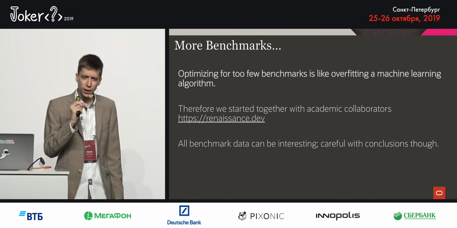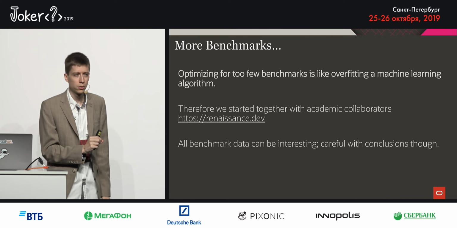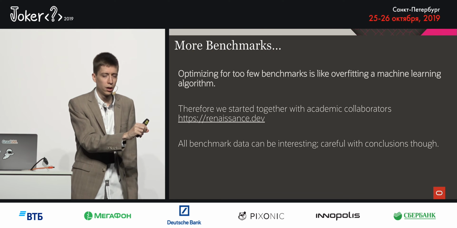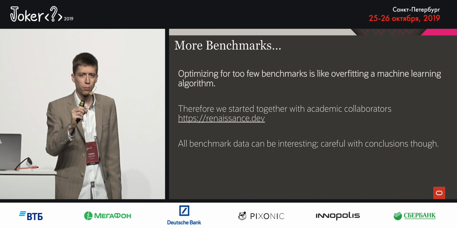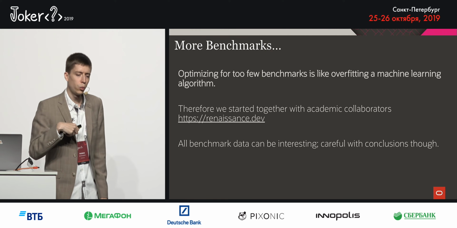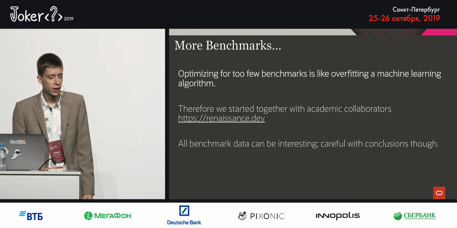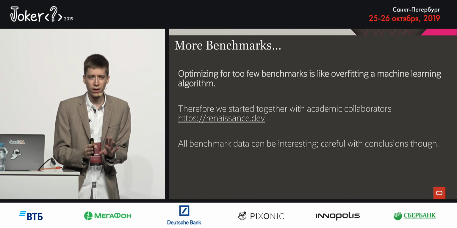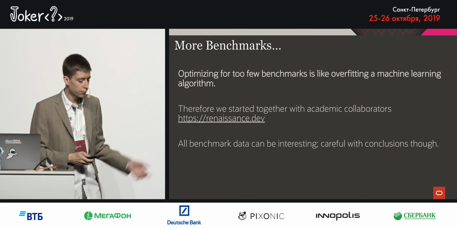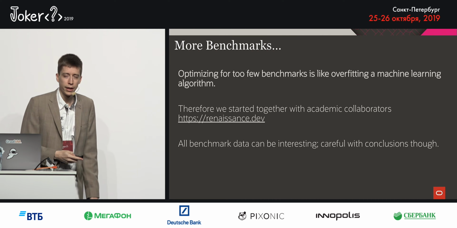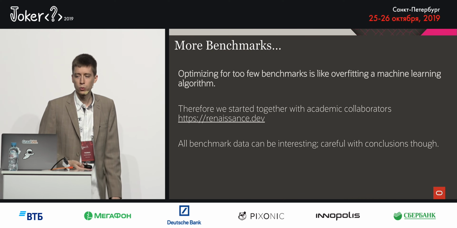Because if you have optimized your compiler for too few benchmarks, it's like overfitting a machine learning algorithm. You will do very well on those benchmarks, but when then presented with an arbitrary other benchmark, you will do very badly, right? So this is why we think we need more benchmarks in the industry. We need more workloads in order to avoid overfitting of our compilers to specific instances of benchmarks. Yeah, there's a website for this benchmark suite. It's open source. And we're actually calling on the community as well to help us add benchmarks to this benchmark suite.